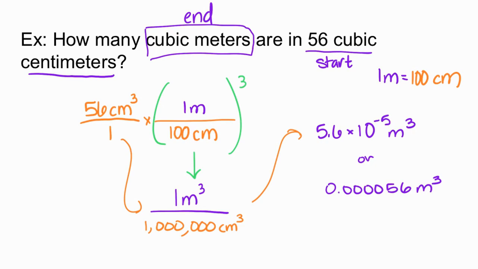I need to cube that whole unit. So again, I did that down below. 1 cubed is still 1, so it's 1 meter cubed. On the bottom, I did 100 cubed, and I got 1 million centimeters cubed. Again, to do the math, I'm going to take 56, my starting number, divided by the 1 million, and then I got 5.6 times 10 to the negative 5th meters cubed, or 0.00056 meters cubed.